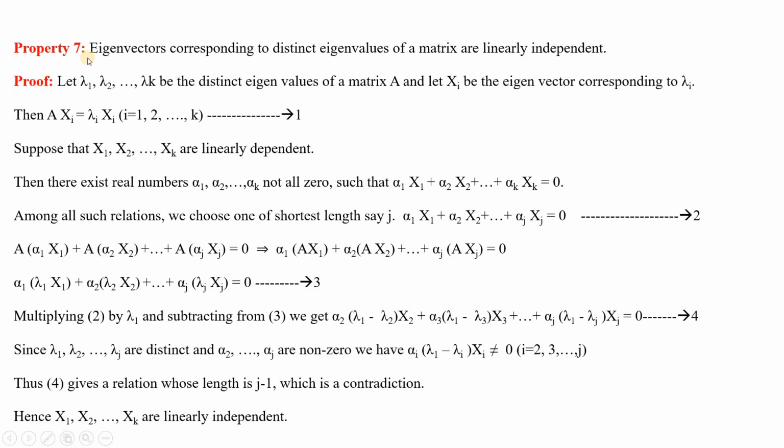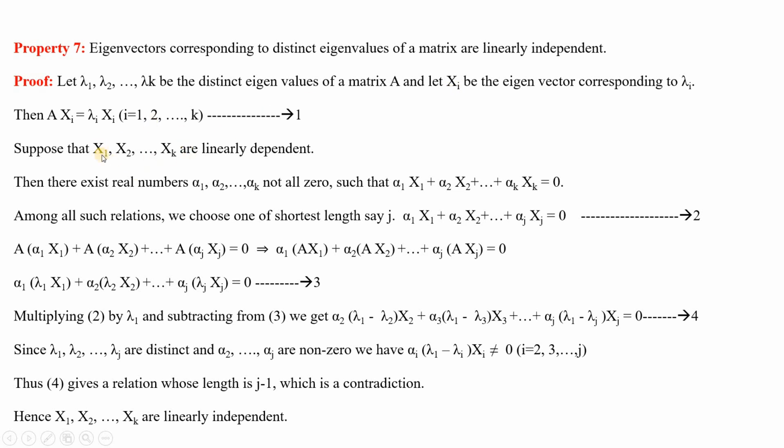In property 7, we will see that eigenvectors corresponding to distinct eigenvalues of a matrix are linearly independent. Let lambda 1, lambda 2, ..., lambda k be the distinct eigenvalues and xi be the eigenvector corresponding to lambda i. So A xi equal to lambda i xi, where i ranges from 1 to k. So we have to show that these vectors are linearly independent.